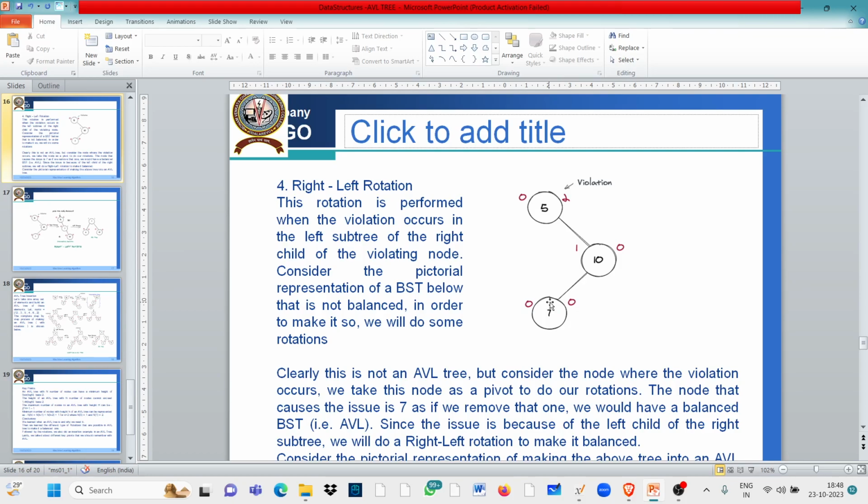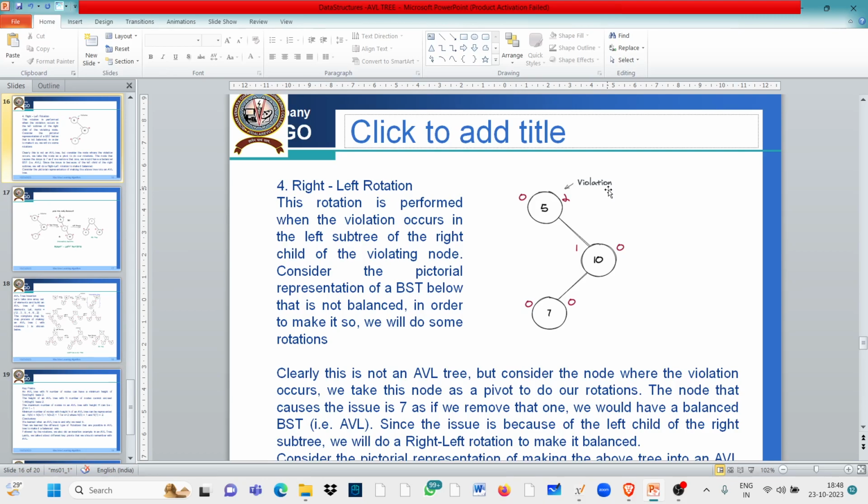In this right left rotation, first of all we try to find the balance factors. Here it is 0, 0, you understand, and here left hand side 1, right hand side 0, so 1 minus 0 is 1. And here left hand side 0, right hand side 2, so 0 minus 2 is minus 2. So this is a violation.